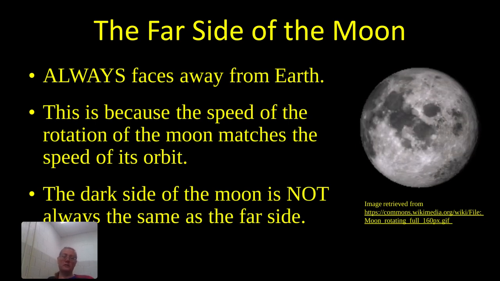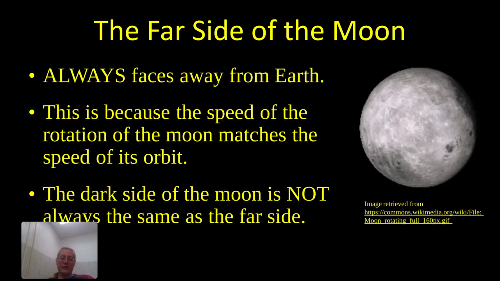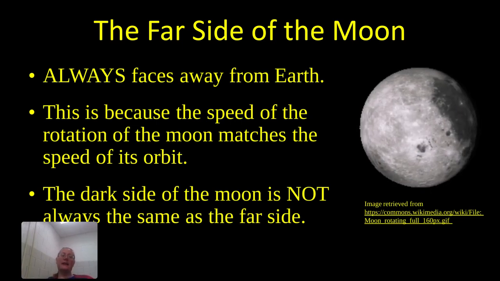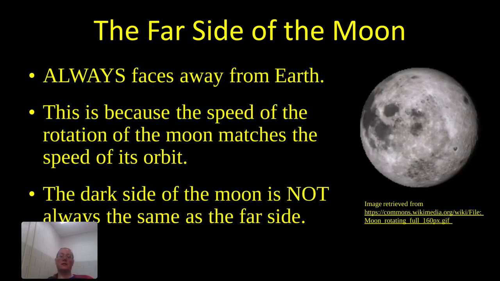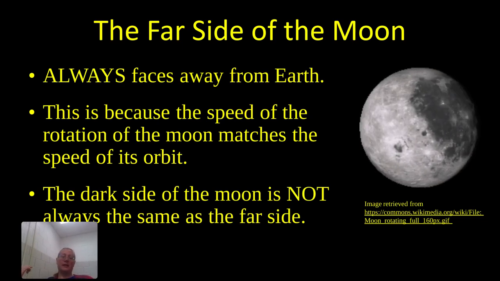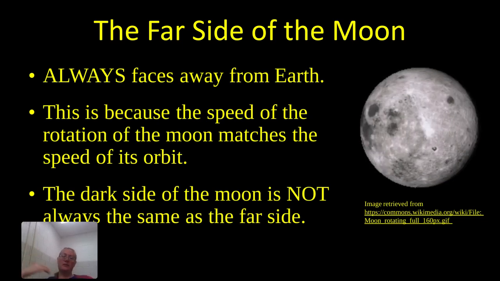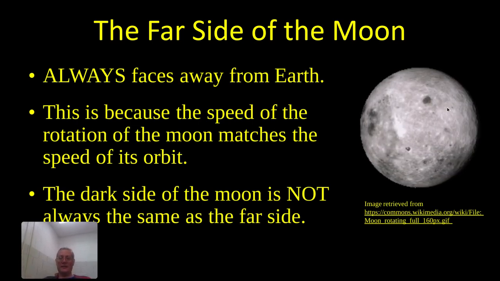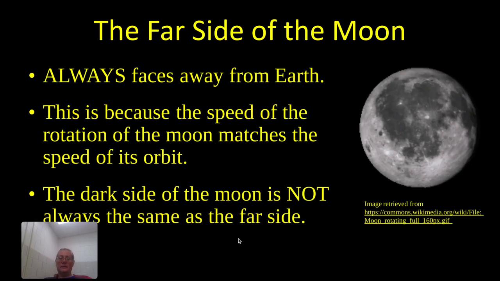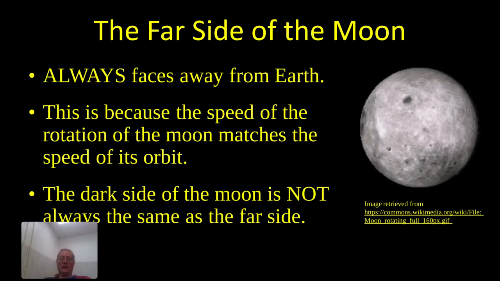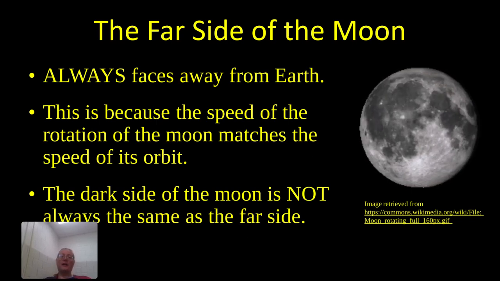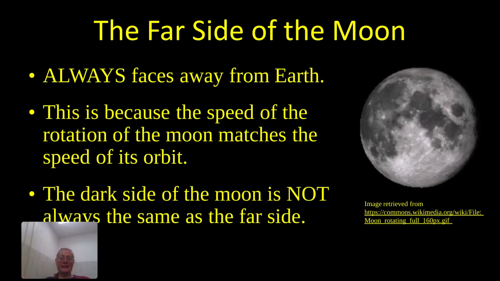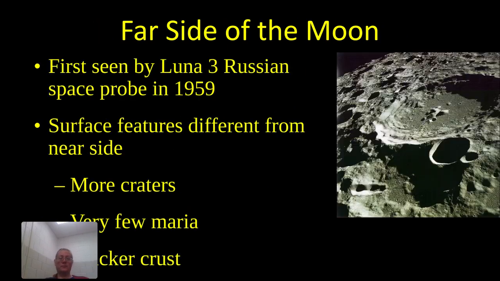orbit or revolution. Now, the dark side of the moon would be the side not receiving sunlight, which is not the same thing as the far side, because sometimes the sun is hitting the far side of the moon. So don't confuse the fact that it is darker as being the dark side. So far side means away from Earth, near side means near Earth. Should be an easy vocab term to remember.